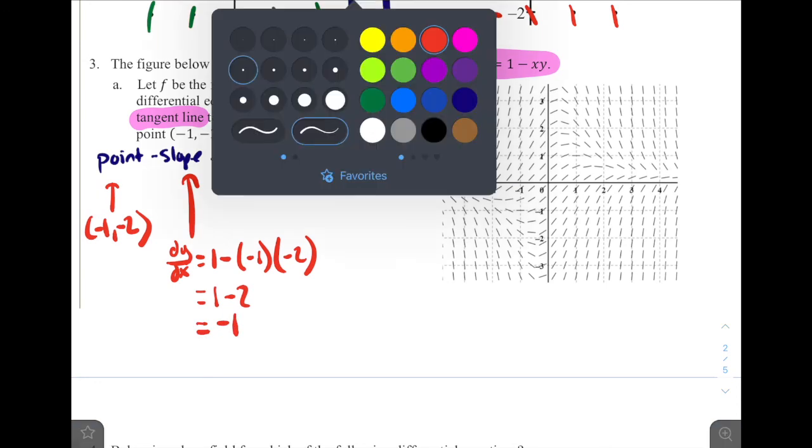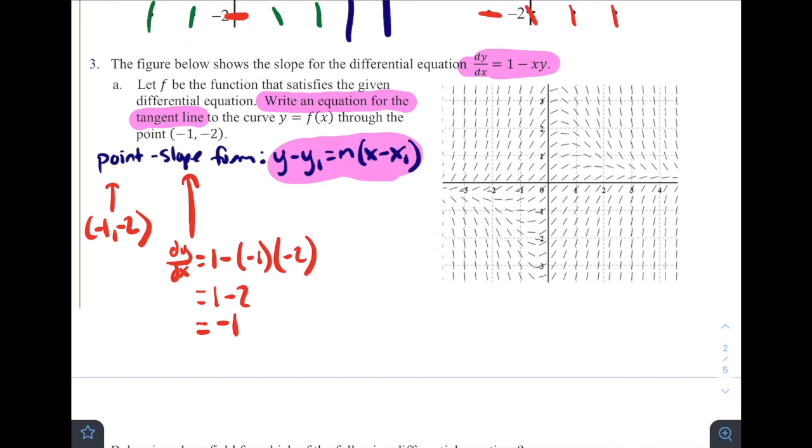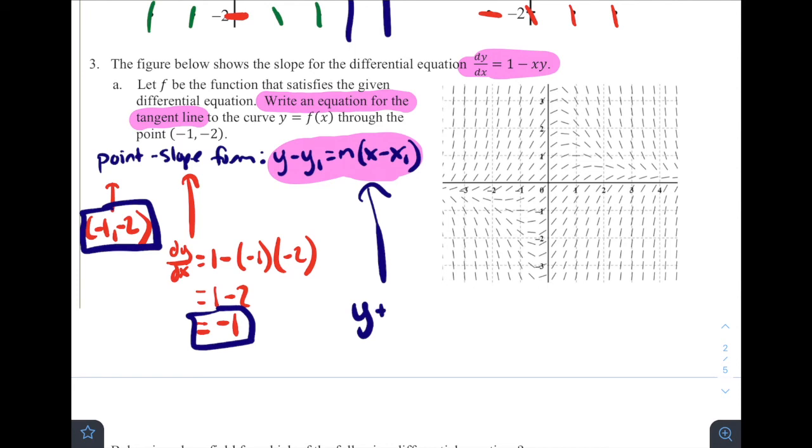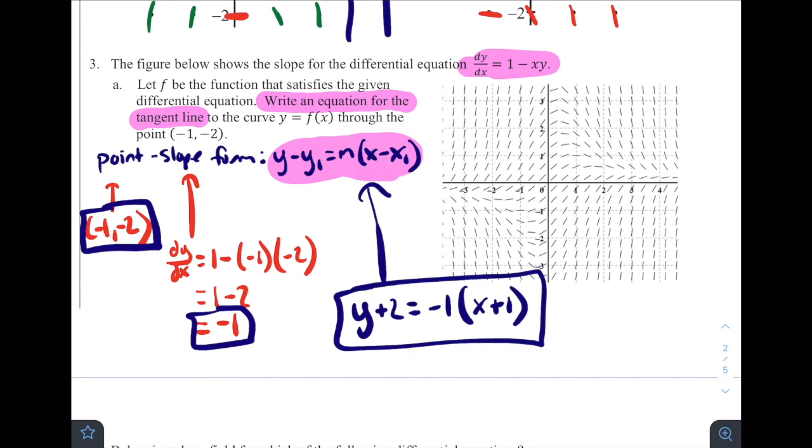So what is our equation for the tangent line? Now that we've got our point and our slope, we're going to plug into this form for the tangent line. That's y minus negative 2, so y plus 2, equals our slope, negative 1, times x minus negative 1, or x plus 1. So that would be my equation of the tangent line.